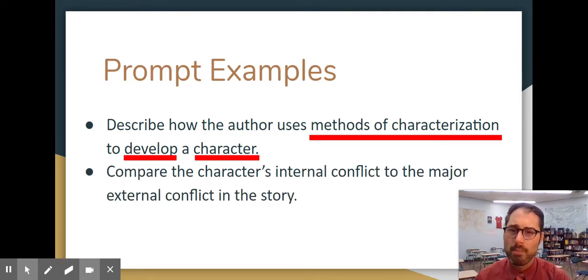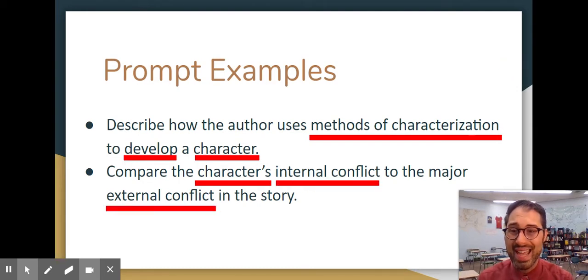Maybe we get this prompt. Compare the character's internal conflict to the major external conflict of the story. If you want to pause here and try to pick out what the key words are, do that. When you unpause, I will reveal the key words here. The key words then are character, because that's an English class word, internal conflict, and also external conflict. We want to make sure when we write that we're focusing on those words. If we write and we don't talk about those things, we're going to be off topic.